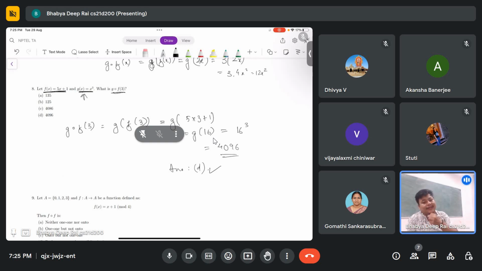I hope everyone else is also convinced. Composition just talks about taking the output of one function and plugging it in as input to another function. For example, in this case, the output of F of 3 we gave as input to G, and then the output of this G was the output of the entire composition.